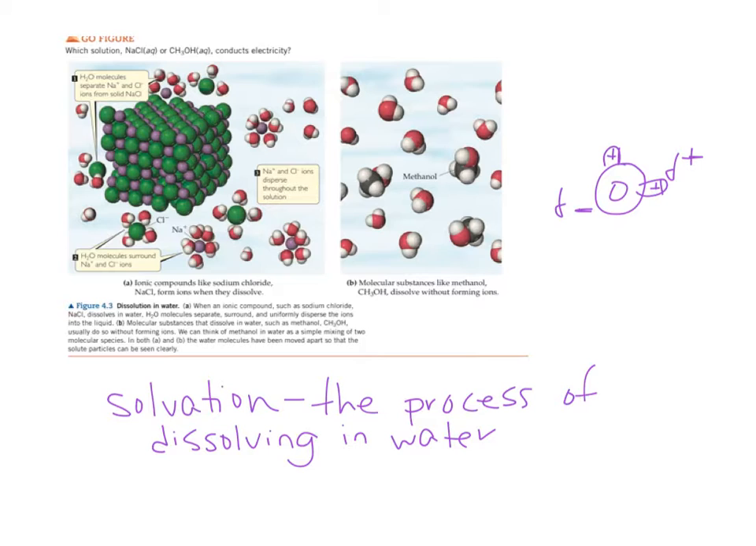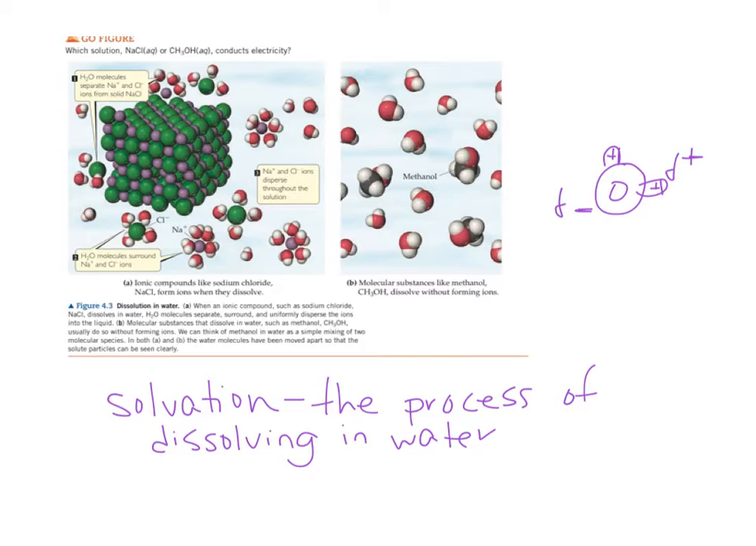I showed you this in class, and I'm showing it to you again. It's a very important picture. This solid is meant to represent a sodium chloride crystal. The green ones, the bigger ions, are the sodiums. The purple ones are the negative chloride ions. This crystal has been put in water. These little red and white things are meant to be water molecules.